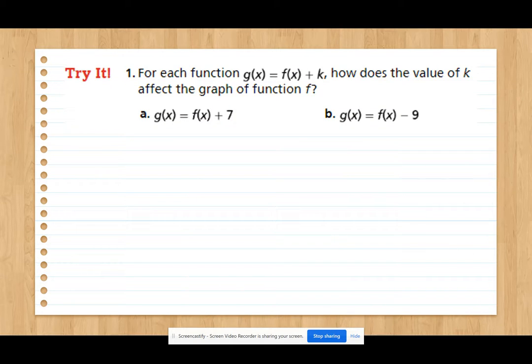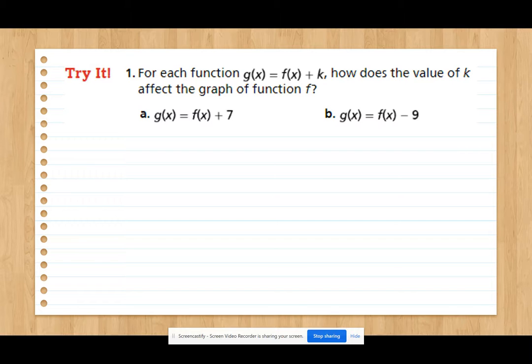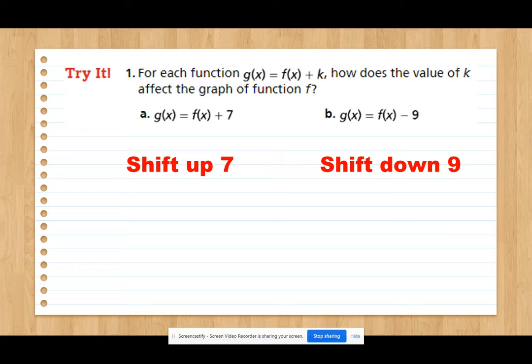Okay, so at this point, go ahead and pause the video, and I would like you to tell me, how does the k, or the constant, affect this graph for f of x and g of x? Okay, so this one was pretty easy. In the first one, they took the f of x function and they added 7 to it. So by adding 7, that's going to make it shift up 7. In the second one, they took the f of x function and they subtracted 9, which made it shift down 9.